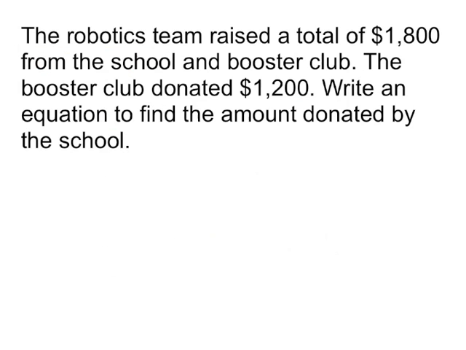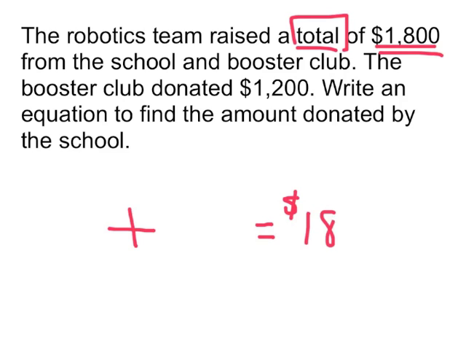The robotics team raised a total of $1,800 from the school and Booster Club. The Booster Club donated $1,200. Write an equation to find the amount donated by the school. Total is a keyword for addition, so something is going to be added. And in this case, we know that the total, the final answer of that addition, is going to be $1,800. So 2 things need to be added to make that total of $1,800. The Booster Club donated $1,200, so we know that that's part of it.